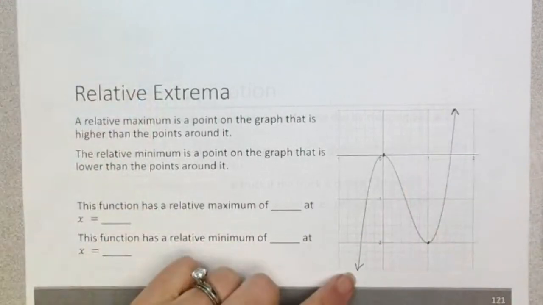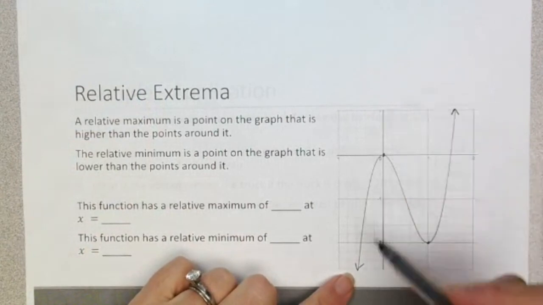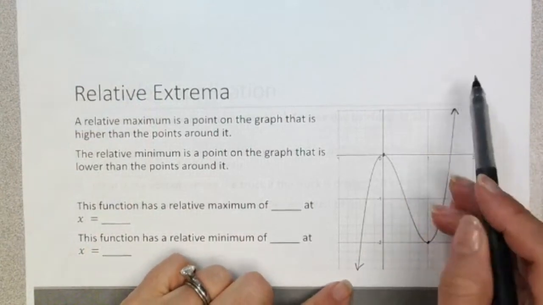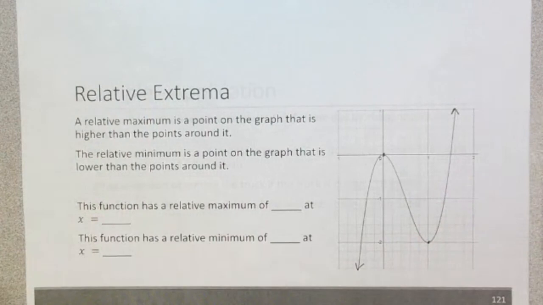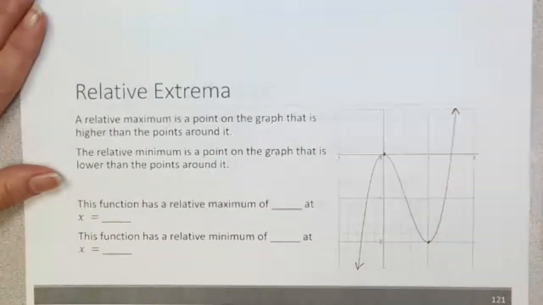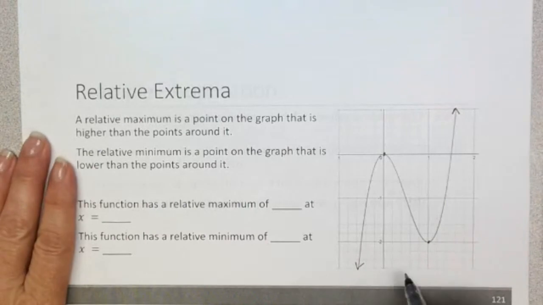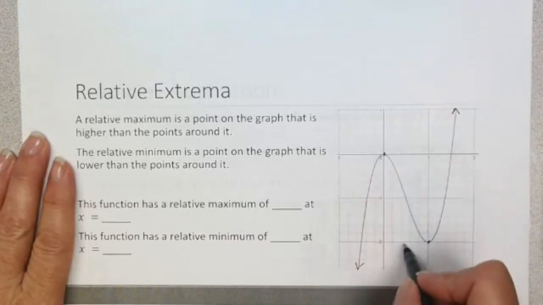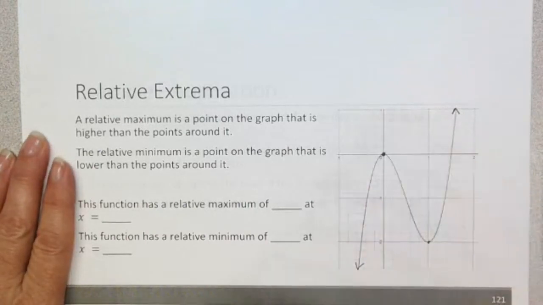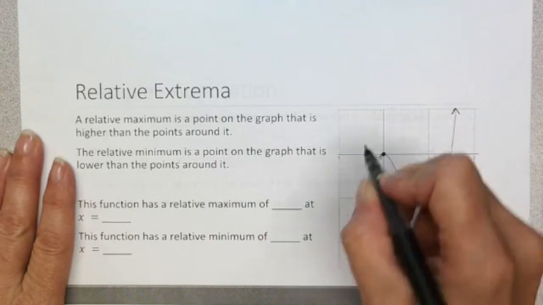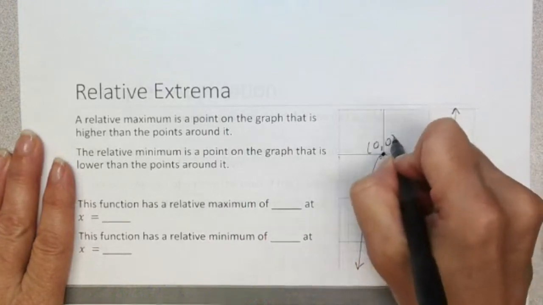So the absolute minimum and the absolute maximum, the minimum is going to be negative infinity and the maximum is going to be positive infinity. Well, that's not that interesting. Sometimes we're interested in relative minima and relative maxima. So this function here has a relative maximum right here, and that's the origin, right? So the coordinates are (0, 0).